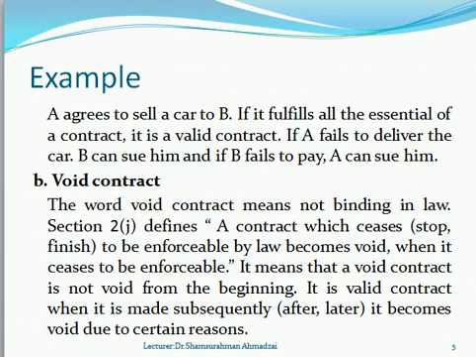Second contract, that is void contract, which is the second type of contracts according to enforceability. The word void means not binding in law. A contract which ceases to be enforceable by law becomes void. When it ceases to be enforceable, it means that a void contract is not void from the beginning. It is a valid contract when it is made, but later it becomes void due to certain reasons.